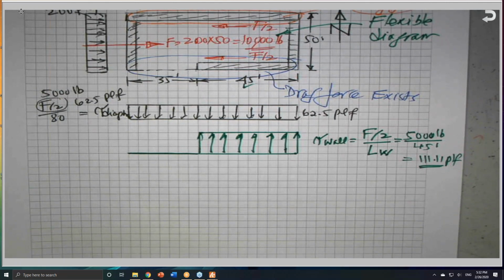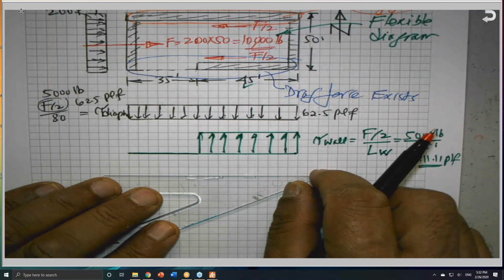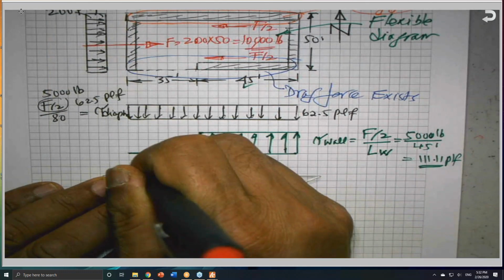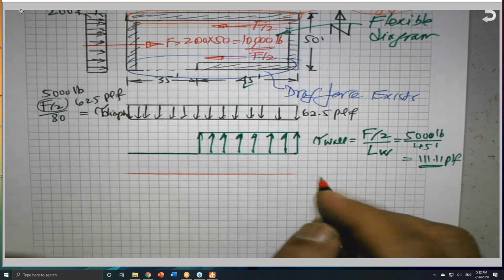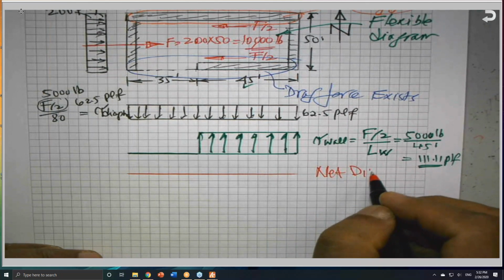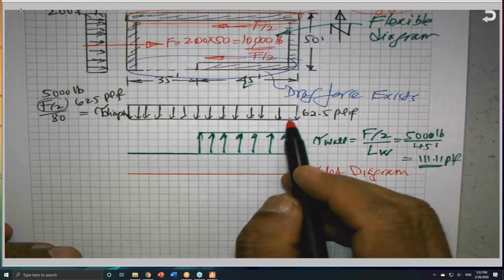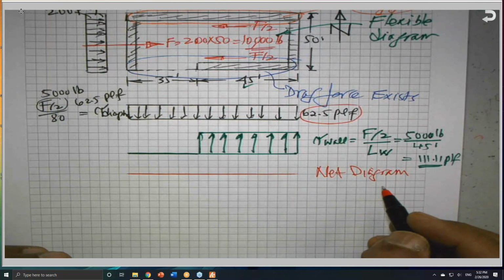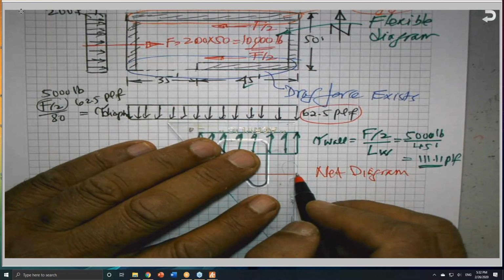Next is called the net diagram. Net diagram. What is the net diagram? It is the difference between these two. I have 62.5 coming from the diaphragm, and I have 111 going up. So the difference between them is what?